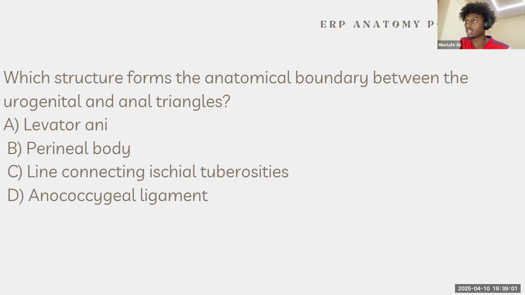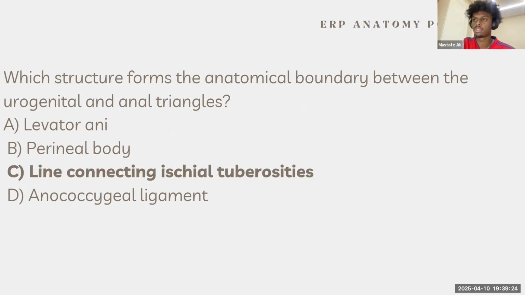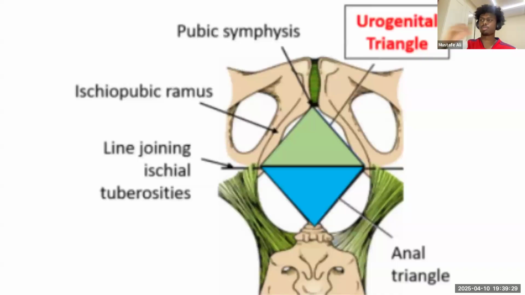Which structure forms the anatomical boundary between the urogenital and the anal triangle? So the answer is C, a line connecting the ischial tuberosities. I'm sorry for this picture right here. It's hard on my eyes, it's a bit blurry too, but it's the only good image I could find.